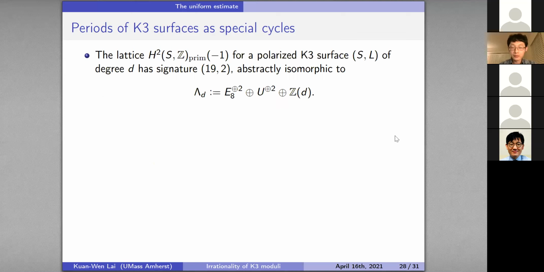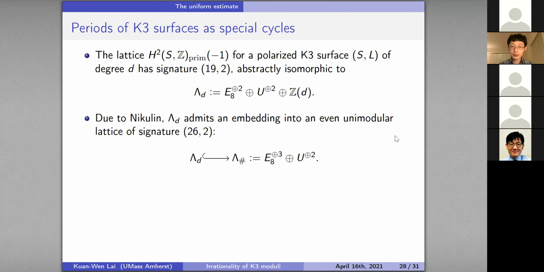So first of all, if you fix a polarized K3 surface (S, L) and you consider its primitive lattice, and here I want to twist it by -1. So this will be a lattice of signature 19,2, and this lattice is isomorphic to this one: two copies of the E8 lattice, two copies of the hyperbolic lattice, and a rank 1 lattice. In the following, I will denote this lattice by capital Lambda_D.